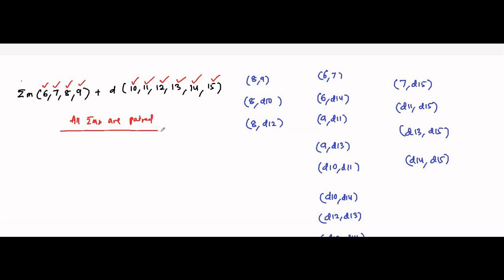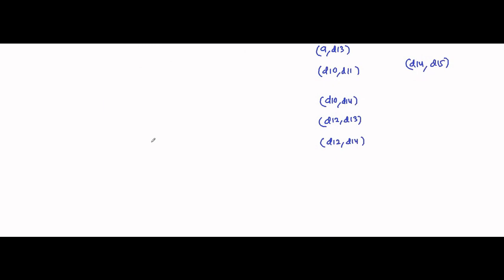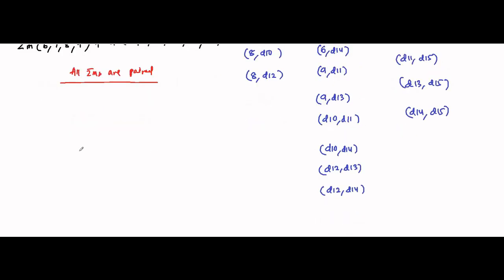Then we'll compare these minterm pairs with the merged minterm pairs. So we'll bring the merged minterm pairs, basically these highlighted ones. So let us write them out here separately. So they are 8, 9, D10, D11, 8, 9, D12, D13, 8, D10, D12, D14. This is one set of merged minterm pairs, and then we have 6, 7, D14, D15.